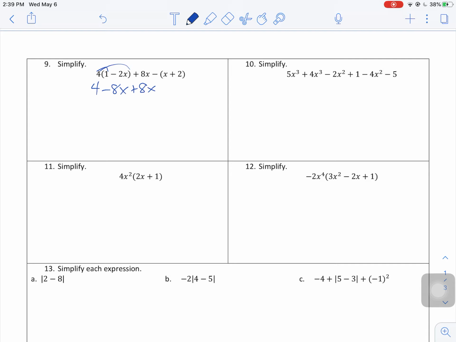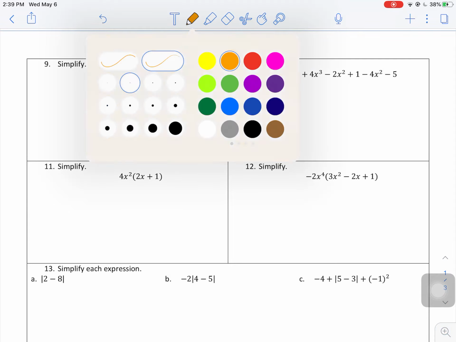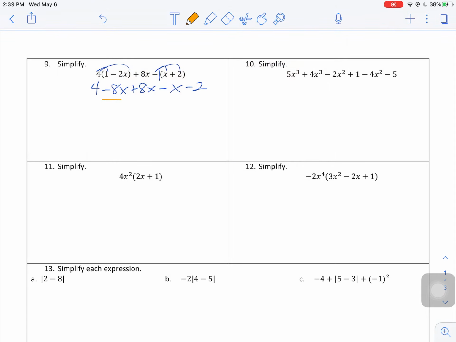And then that negative sign is like a negative 1 that needs to be distributed. So negative 1 times x is negative x. And then negative 1 times 2 is negative 2. Now we're looking for like terms. So negative 8x plus 8x is 0. And then there's another x term right there. So negative x, and then 4 plus negative 2 is positive 2.